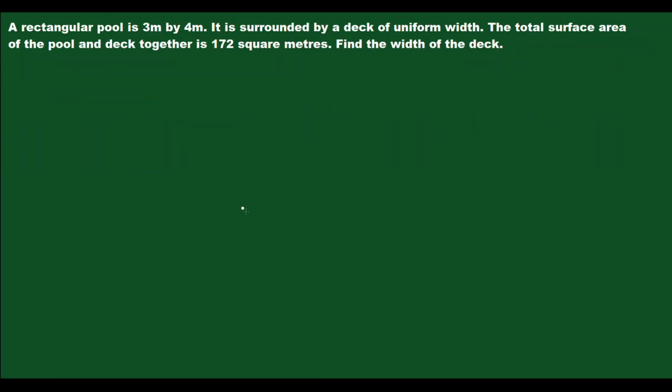A rectangular pool is 3 meters by 4 meters. It is surrounded by a deck of uniform width. The total surface area of the pool and deck together is 172 square meters. Find the width of the deck.